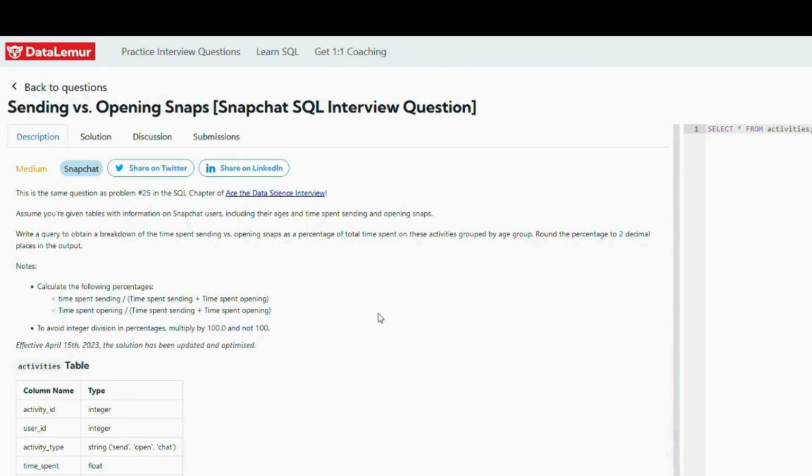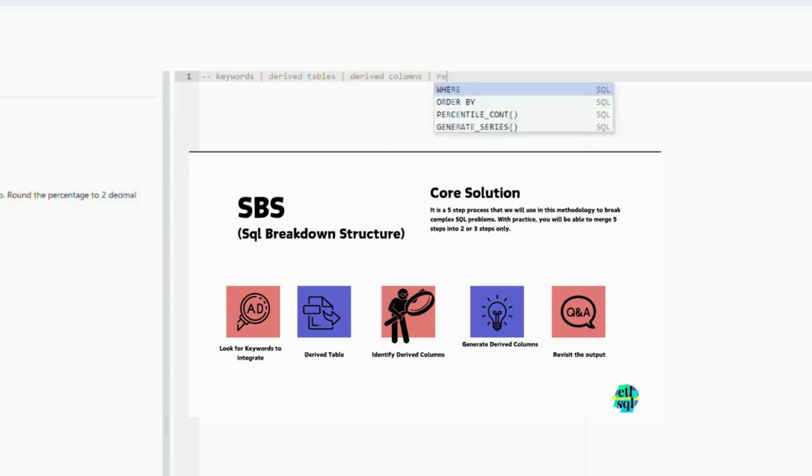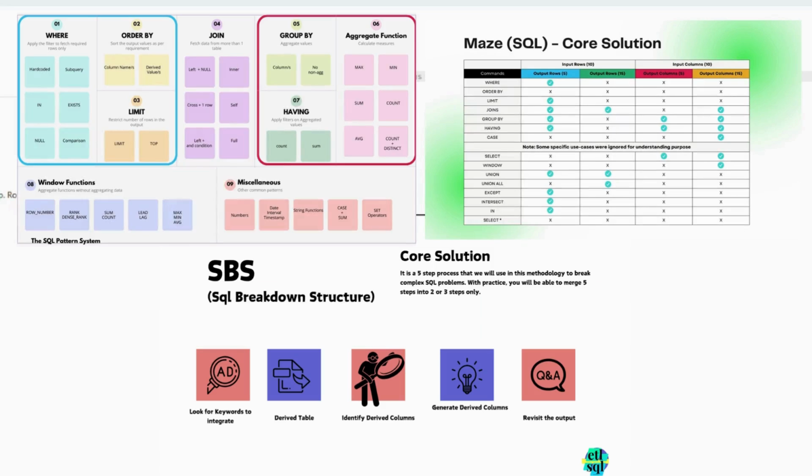You can pause the video, go through the SQL question and continue to read the question till the time you are very clear about it. Okay, so I will start with the usual thing. I will write some of the steps we use in SQL breakdown structure: derive table and derive columns, and revisit the output. So these are the steps at the high level. In this video, we'll also leverage the SQL Pattern System and the maze approach to build our understanding.